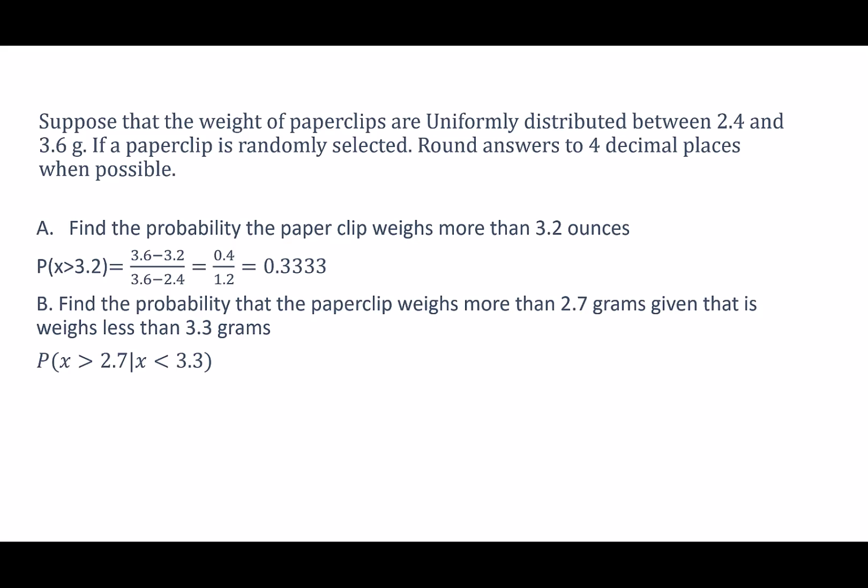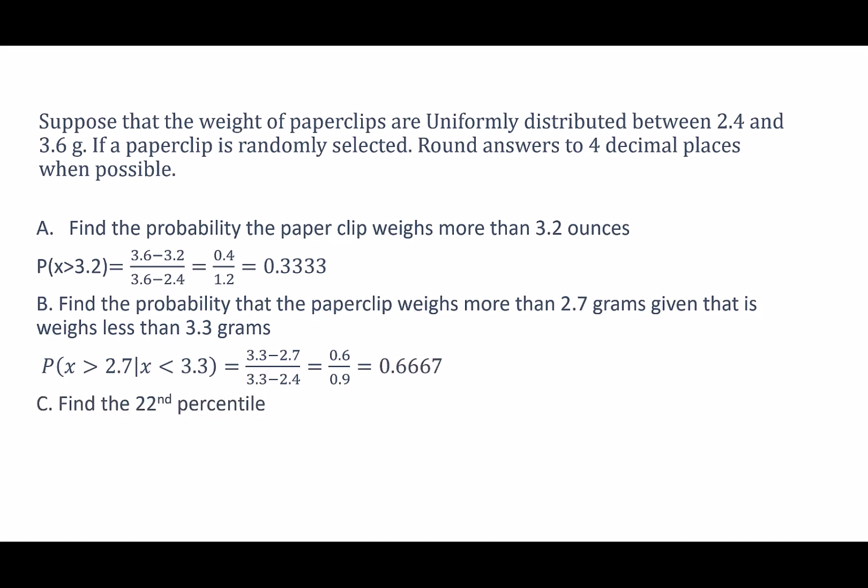So in the numerator, we're not going to subtract 3.6 and 2.7. We want to subtract 3.3 and 2.7. Then the denominator will be our new interval of 3.3 to 2.4. That reduces down to 0.6 over 0.9, which is 0.6667.